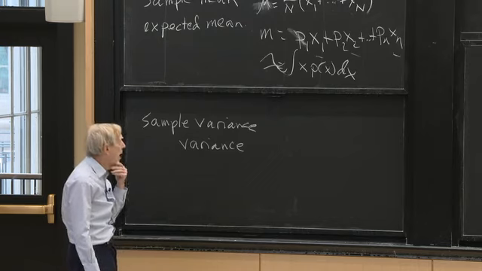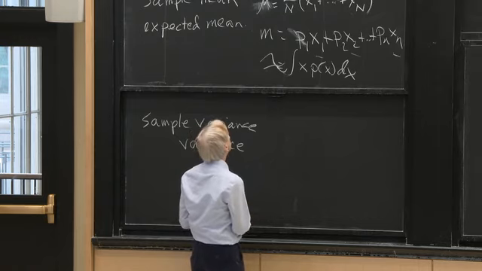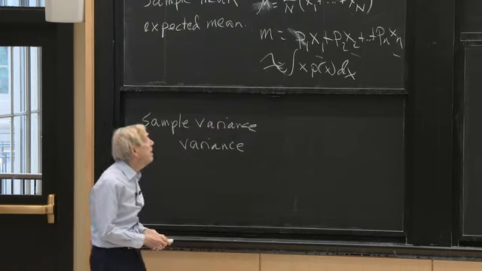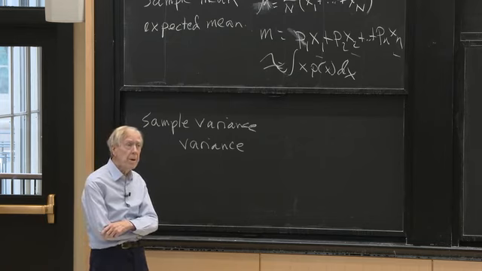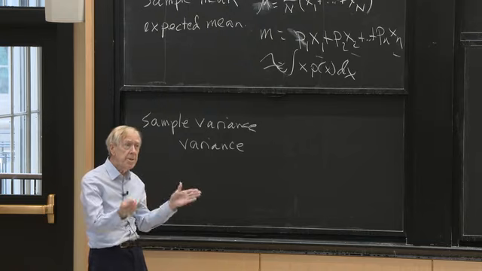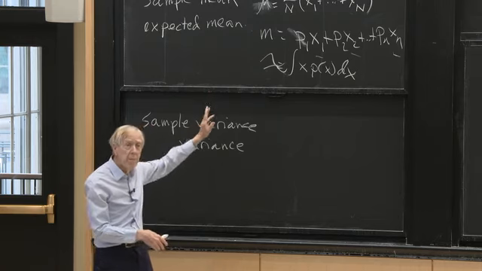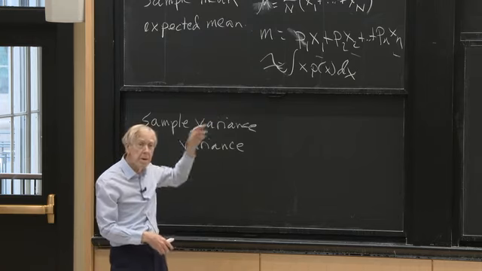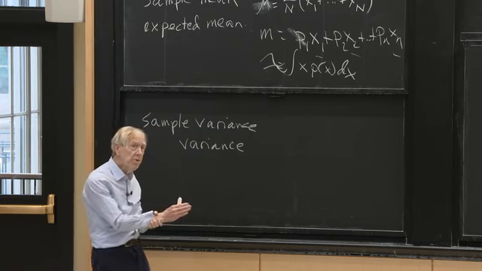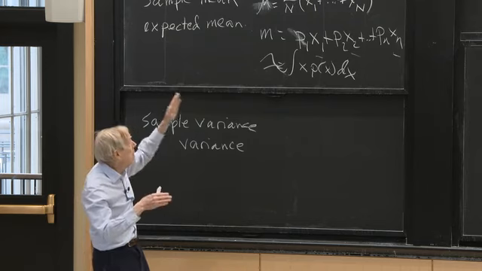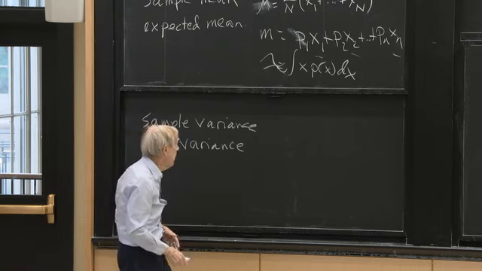So what is the sample variance? What's the variance about anyway? What's the key point of variance? It's the distance from the mean. So this will be a distance from the sample mean, and this will be a distance from the expected mean. So not distance from 0, but distance from mu and m, from the center of the thing. Okay, so the sample variance.